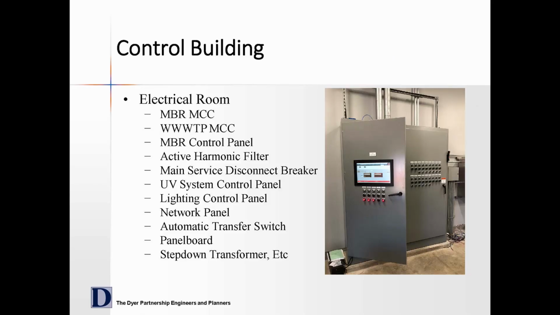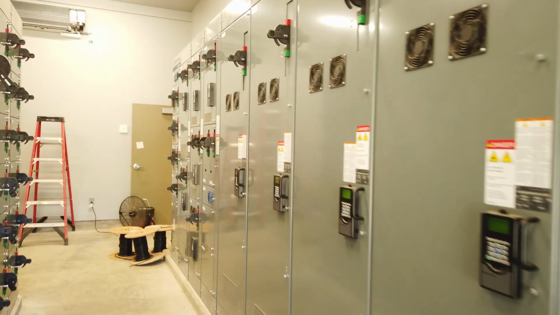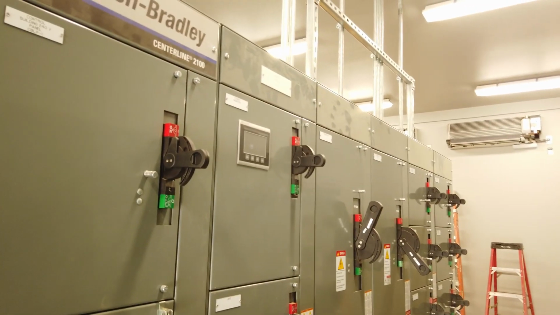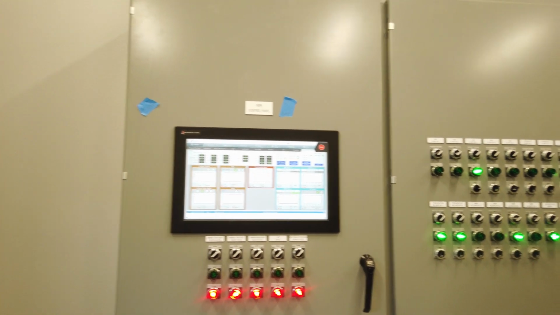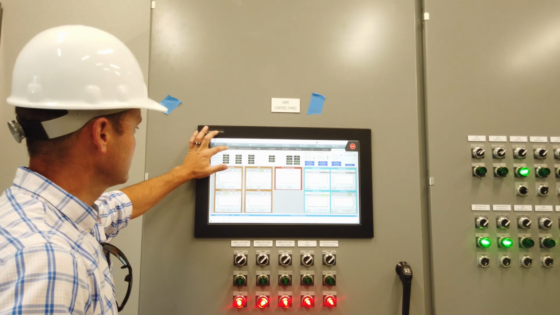This is the main control room for the wastewater treatment plant. In here we have an automatic transfer switch for the standby generator, an active harmonic filter, motor control center, the main MBR PLC, UV disinfection system panel, and other panel boards.